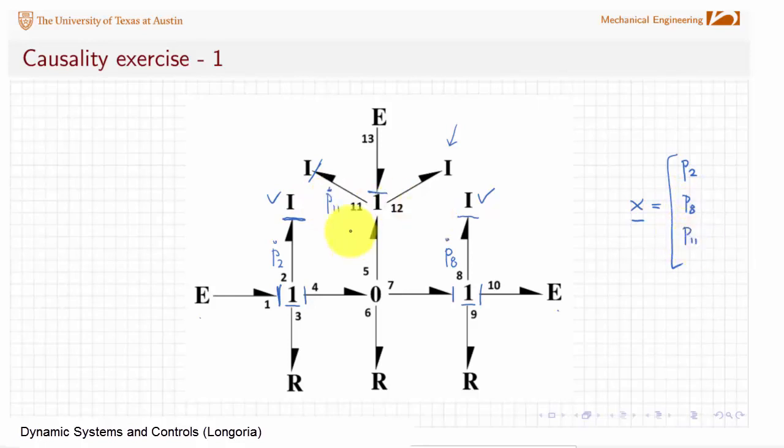Now in this configuration here, once I specified that flow in here, now these would have to be efforts, right? Which means if this was an I element, then the P dot 12 here would not be a state, right? P12 is not a state. So it's derivative. This is derivative causality.